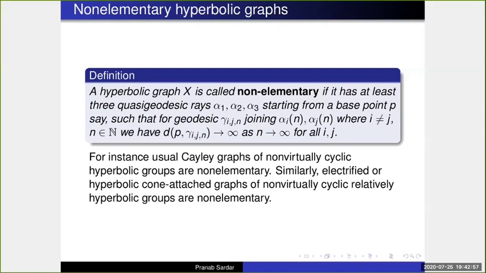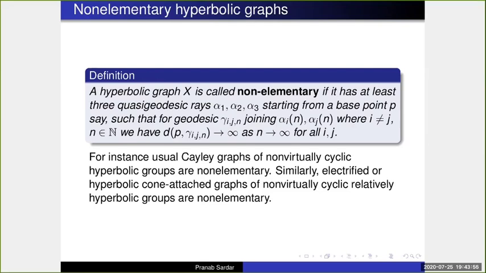Now, when is a hyperbolic graph called non-elementary? If it has at least three quasi-geodesic rays starting from a point P, let's call them alpha 1, alpha 2, alpha 3, such that when I join alpha_i(n) and alpha_j(n) by a geodesic, with i not equal to j, then these geodesics are not going far away. I really wanted to say that they are not going to infinity, but I typed going to infinity, no. So whatever I have written is wrong, the definition is wrong. The distance from this point P to the geodesic joining alpha_i(n) and alpha_j(n) should be bounded. Then I call it a non-elementary hyperbolic graph.